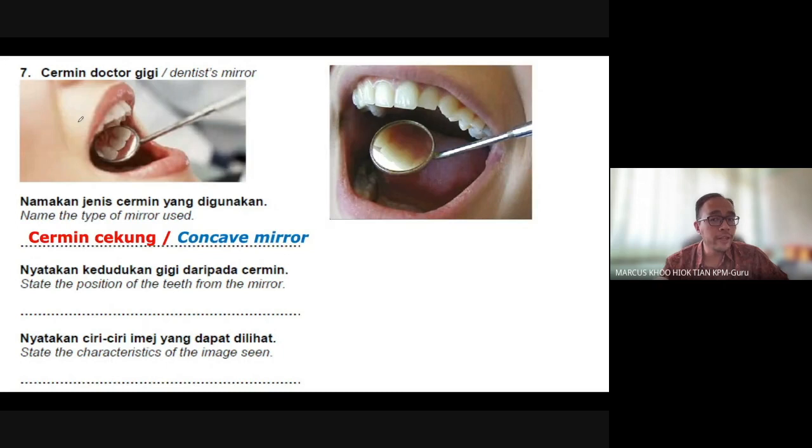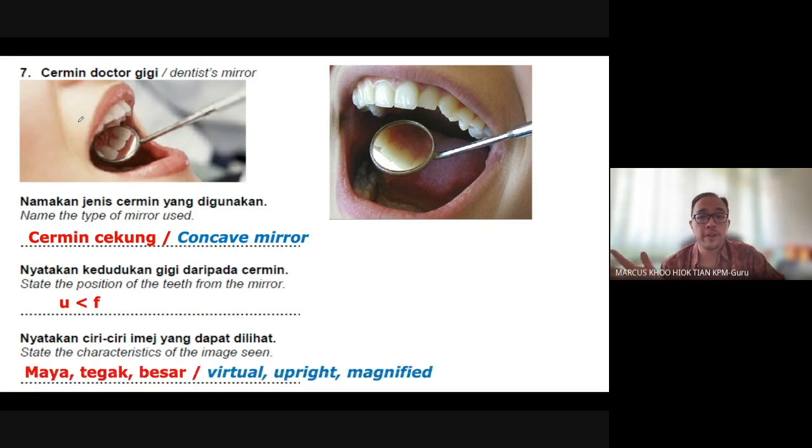The position of the teeth must be very near to the mirror. You don't see the dentist bring the mirror and shine from very far away, saying, oh, look how your hole is over there. No, it has to be very, very near. U is less than F. And then the characteristics: as long as it is near, the image is always virtual, upright, magnified. You don't need to think about this, it is just like that. Virtual, upright and magnified, boom, for short, because a concave mirror only has two situations.